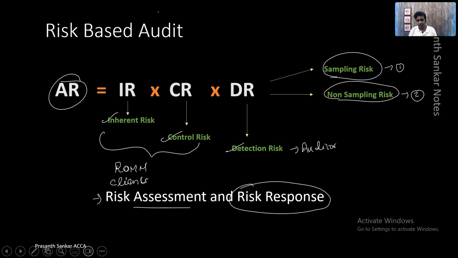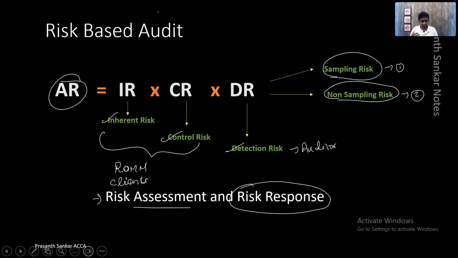In fact, in AAA, you have business risk as well. But in AA, you don't need to learn business risk. In AAA, you do have to learn business risk and identification of business risk as well. In certain scenarios, you will be asked to write the appropriate response as well in your Section A question. So risk-based audit is very important, and this is a very important part of your syllabus.